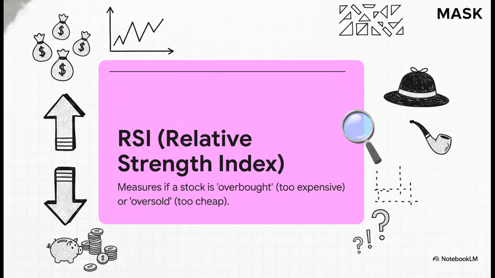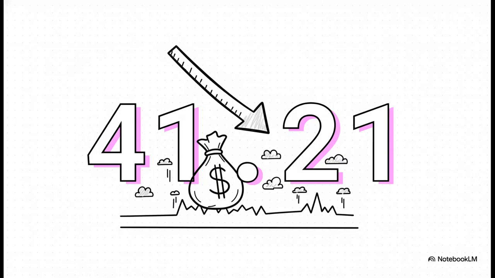All right, another classic tool in the detective's kit, the RSI, or Relative Strength Index. This helps us get a feel for the market's mood. Is the stock getting too expensive, what we call overbought? Or is it getting too cheap, or oversold? Okay, so the RSI for MASK clocks in at 41.21. Now, technically that's neutral, but it is definitely knocking on the door of oversold territory. This is our first real clue that the sellers might be getting just a little bit tired.